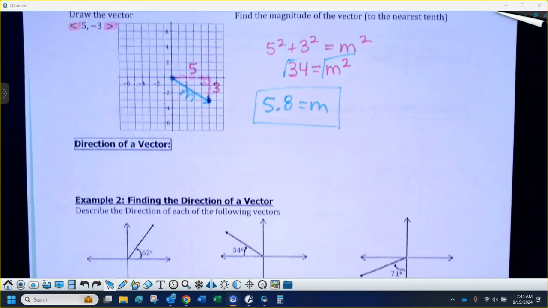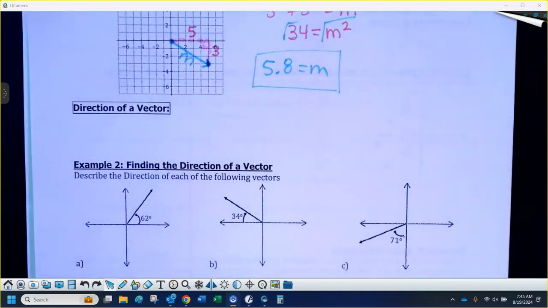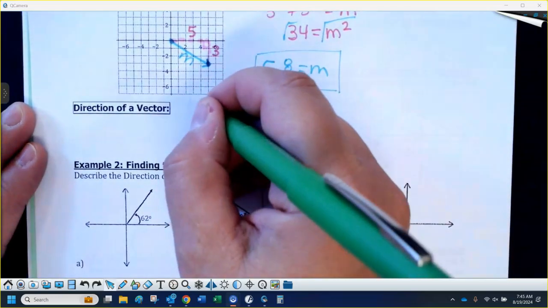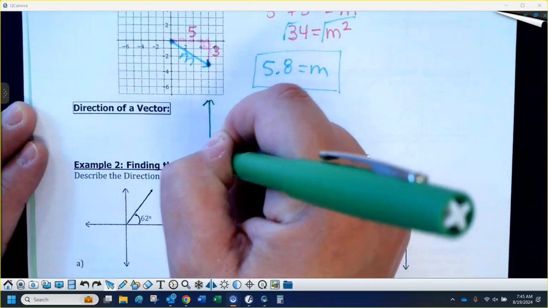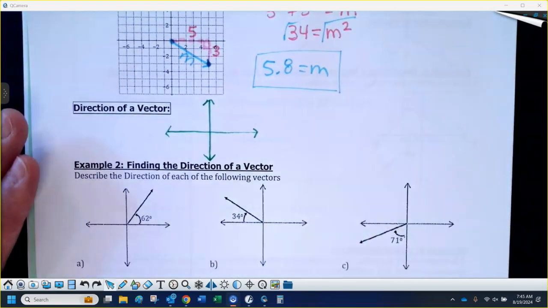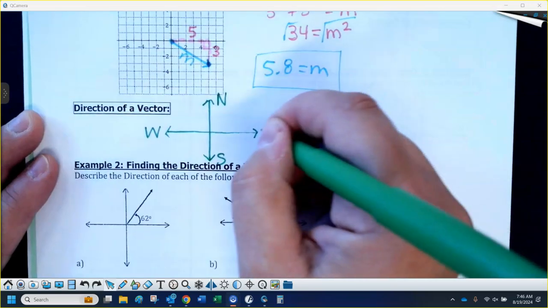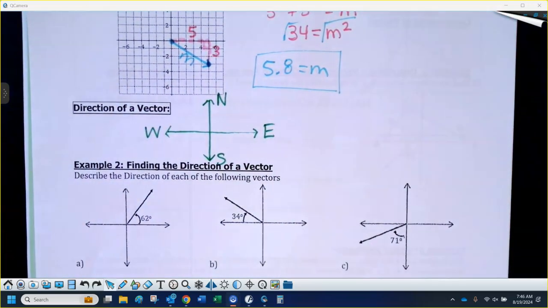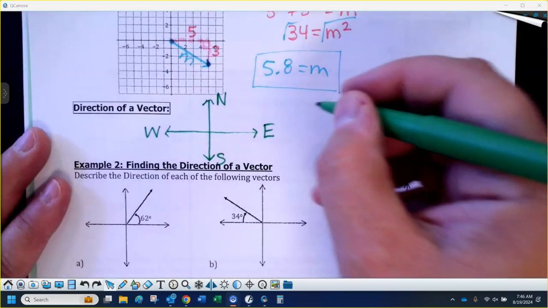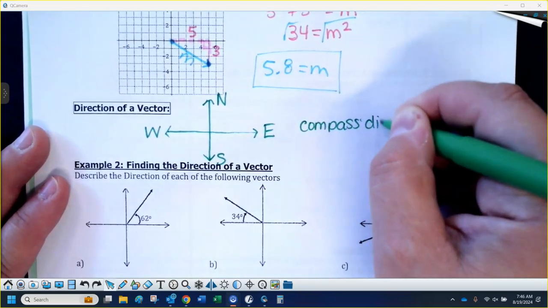Now, the direction of the vector, and we're going to do this in this example down here in just a second. I'll label this on these diagrams as we go. If you have a coordinate plane, I could also turn it into a compass: north, south, this would be west, and this would be east. And we can label that, and some of these diagrams might have that labeled. The direction of the vector is literally going to be compass directions.